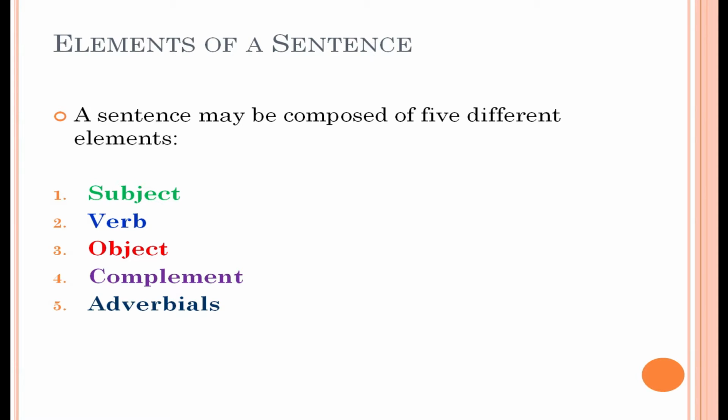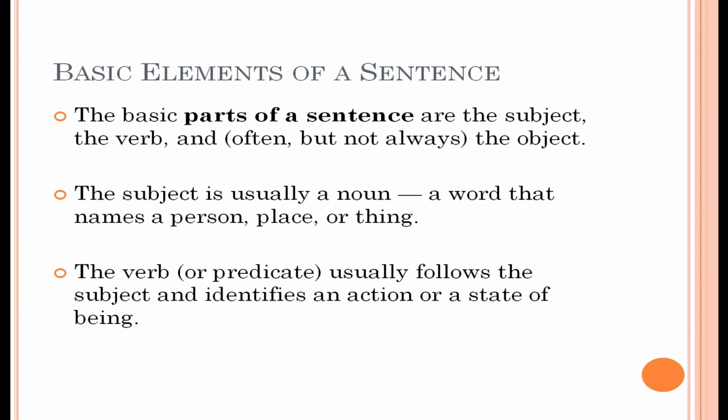Here, you can pause the video and note down all these elements. Let's pick up all these elements separately and understand what they mean. Here I would like to draw your attention towards some basic elements of a sentence that you usually find in the sentences around you. As we discussed earlier, the basic parts of a sentence are the subject, the verb, and often but not always the object.